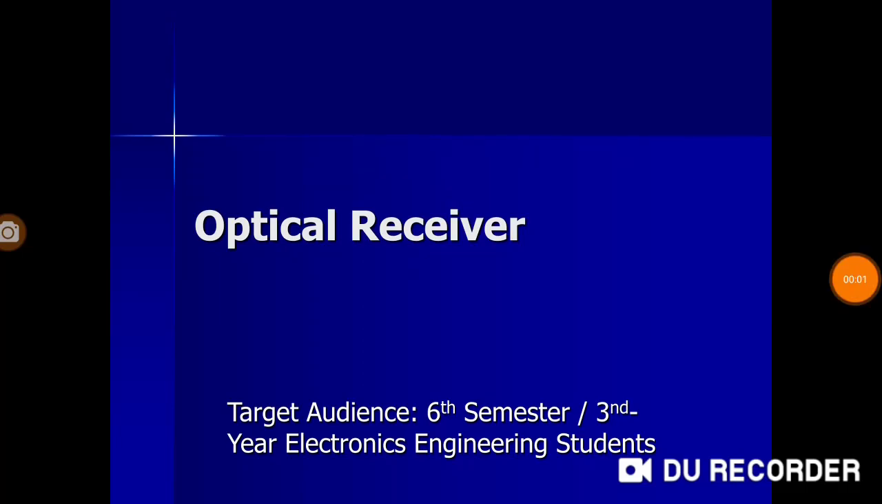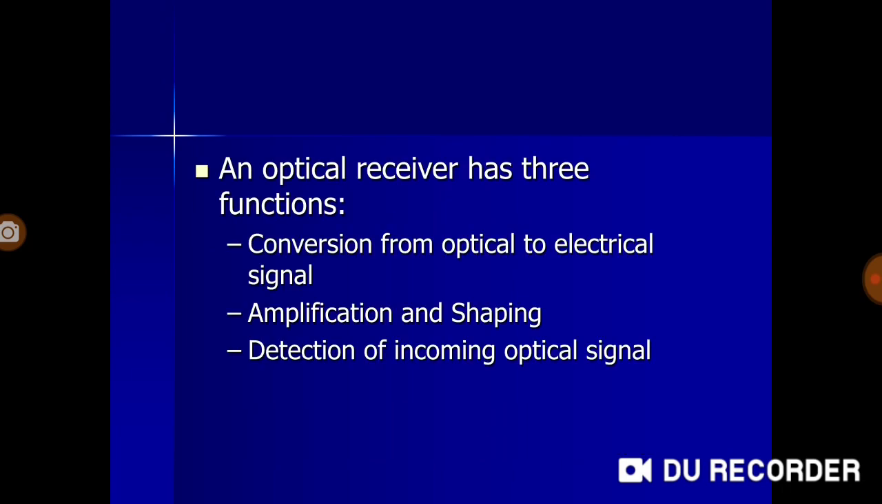Okay, for today we start with optical receivers. The first thing is, what is an optical receiver? It has three basic functions: conversion from optical to electrical signal, amplification and shaping, and third is detection of the incoming optical signal. So it is not in order.